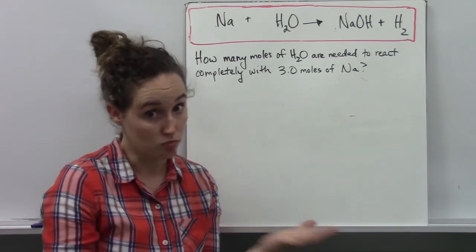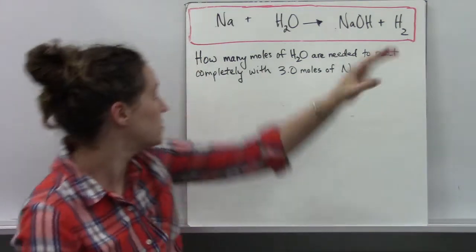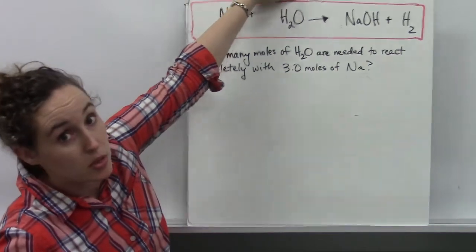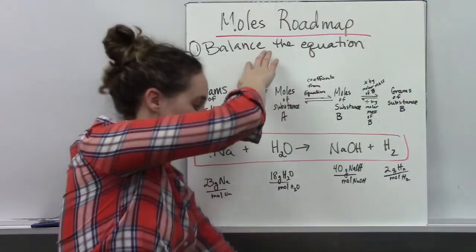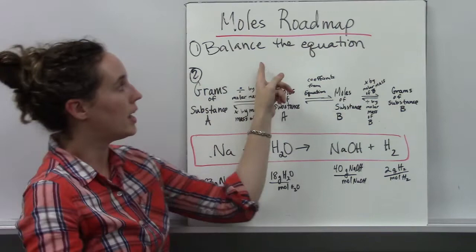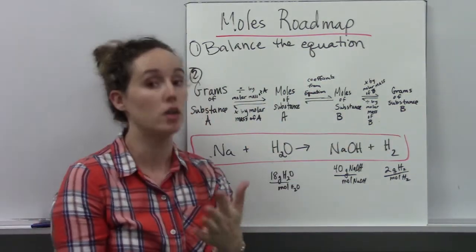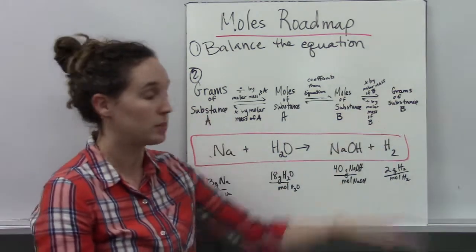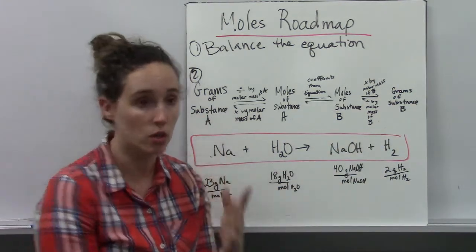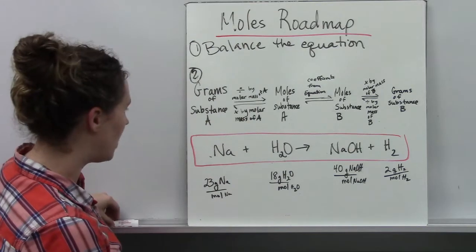It's really simple, actually, to get there. So let's take a look. The first thing that you're going to need to be able to do is balance the equation. And then you will rock this roadmap. This will also be given to you on paper. Rock this roadmap and you'll be able to answer your question. So, first thing, balance our equation.